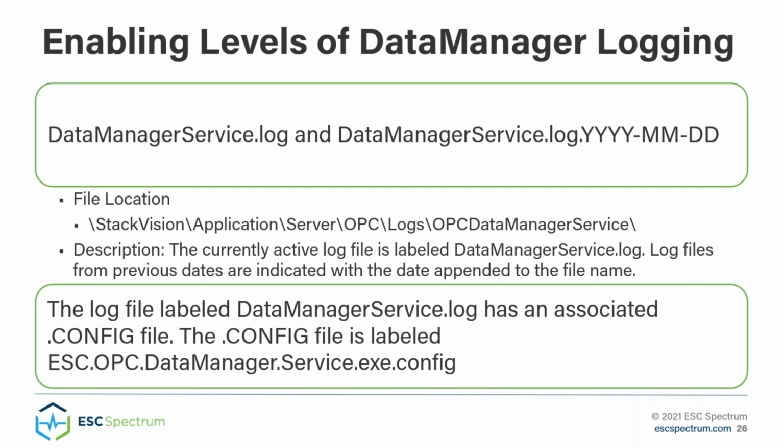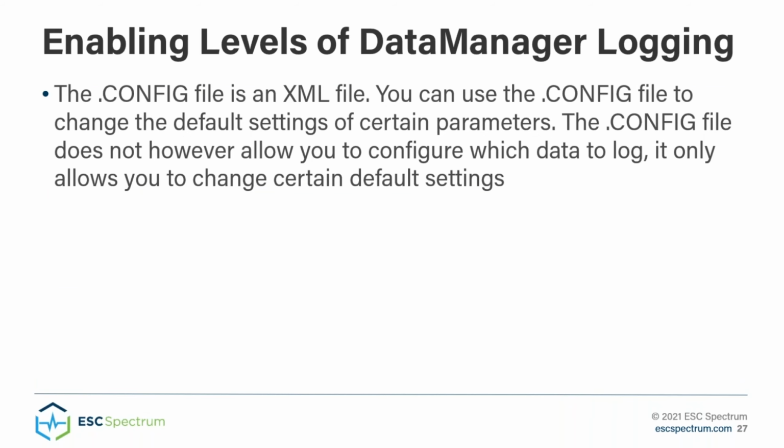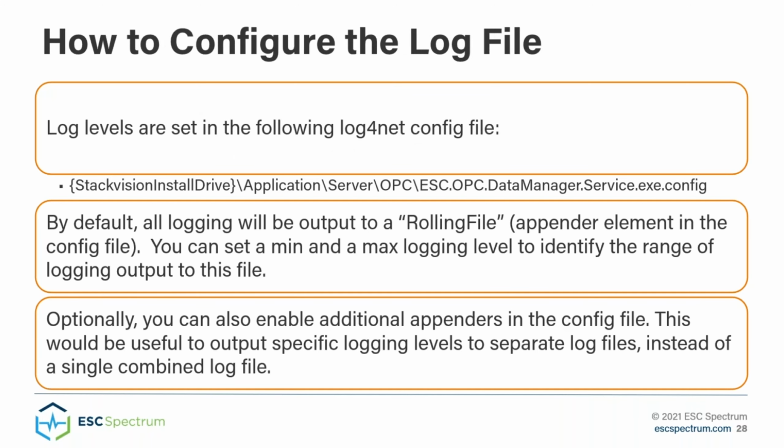Just as a thing to be careful of when you're editing this file, it's best practice to make a copy of it, save it elsewhere, and then edit the file as necessary. The .config file that you need to edit is an XML file, and you can use that config file to change the default settings of certain parameters. The config file does not, however, allow you to configure which data to log. It only allows you to change certain default settings. Those log levels are an example of those default settings.